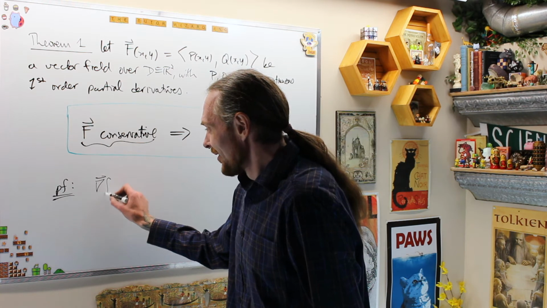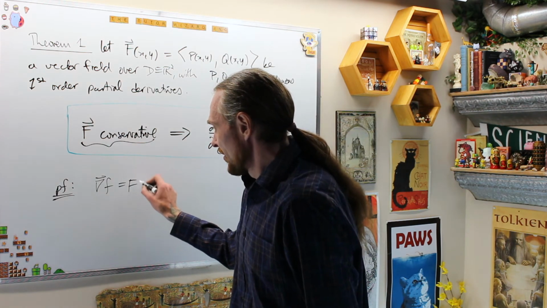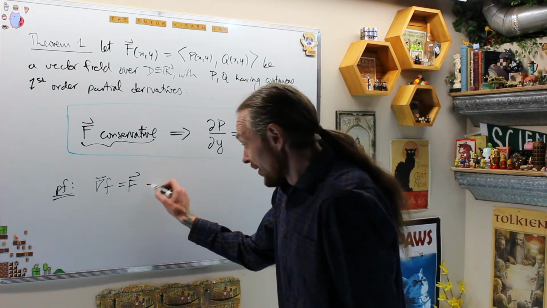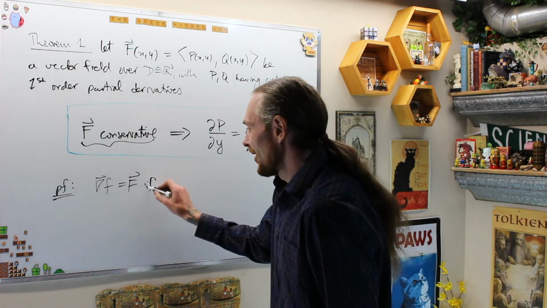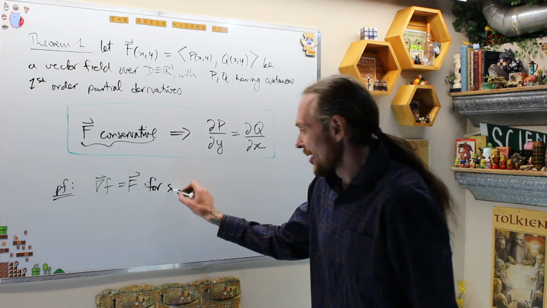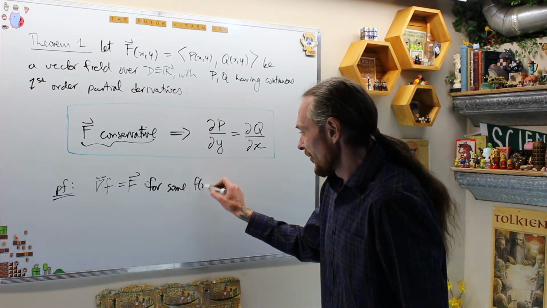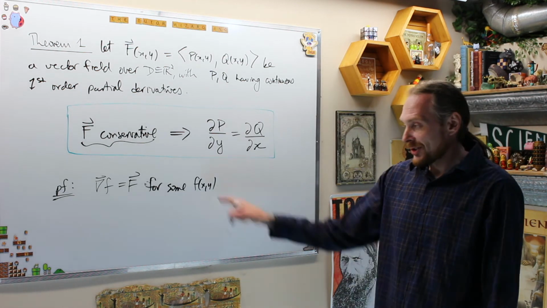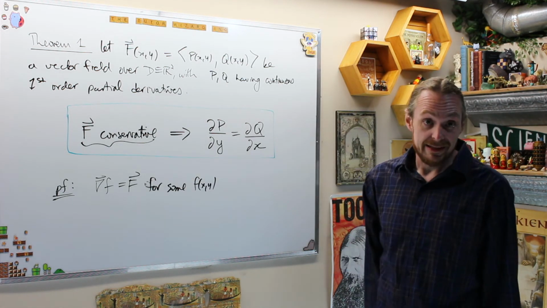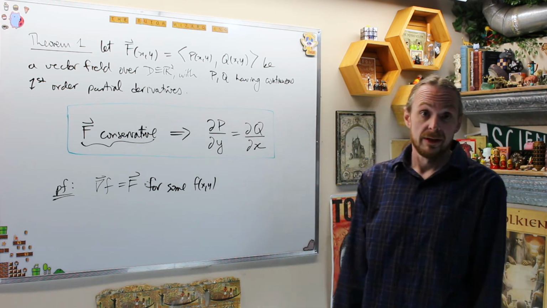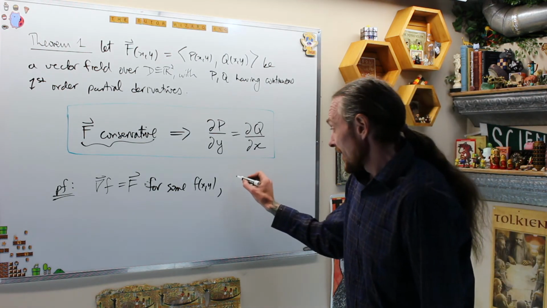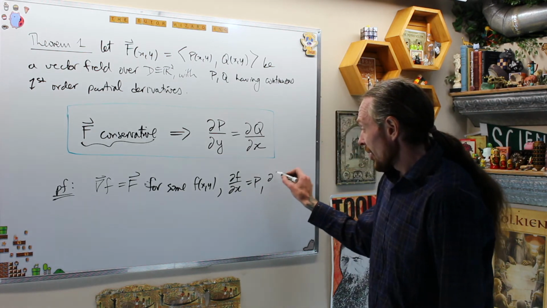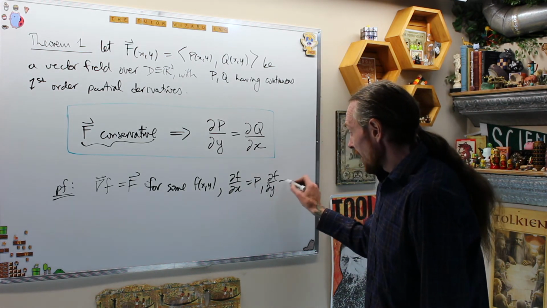I'm assuming F is conservative, a priori knowledge. Therefore, I should have done it more technically: there exists a function f of x, y such that big F is its gradient, because I'm assuming it's conservative. What does that say specifically? That says the partial of f with respect to x is equal to P, and the partial of f with respect to y is Q.